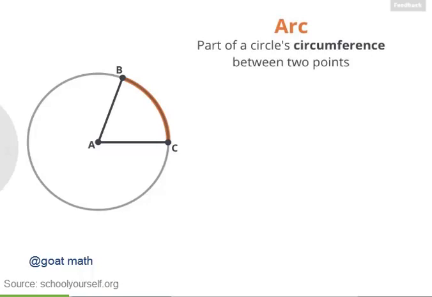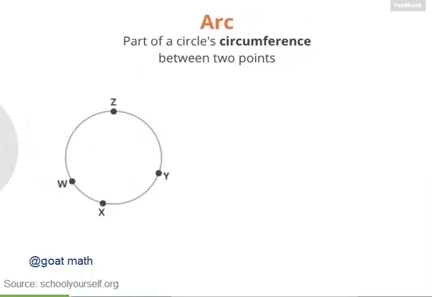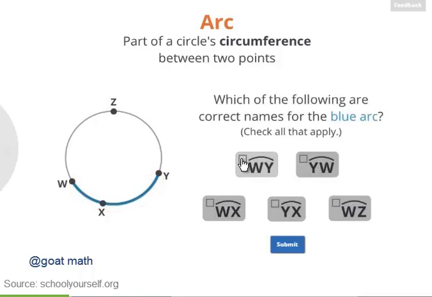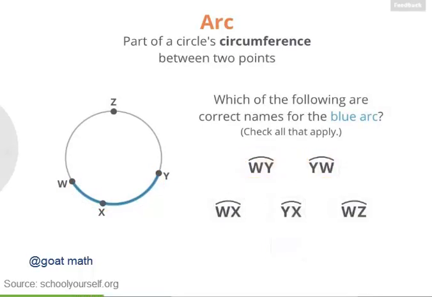Arcs are named after their endpoints, so this is arc BC. And to show us an arc, you'll usually see a curve drawn over the letters. And the order of the endpoints does not matter, so you could also call this arc CB. Next, here's a circle with 4 labeled points, W, X, Y, and Z. Which of these are correct names for this blue arc down here? Right, this is arc WY, and you could also call it arc YW.